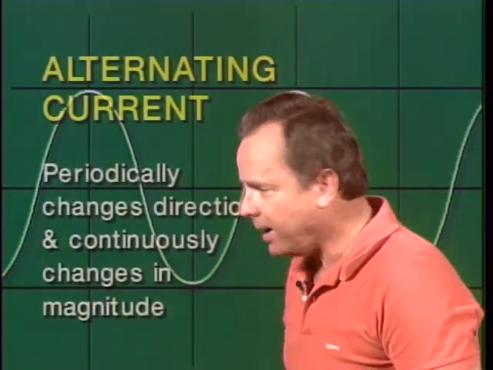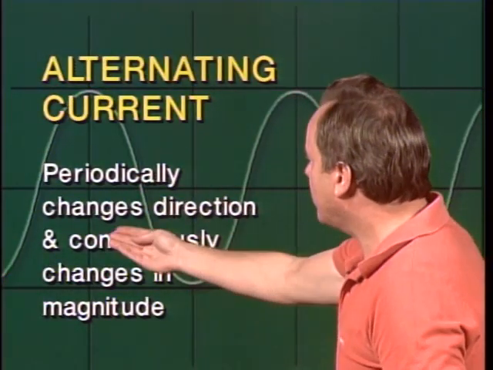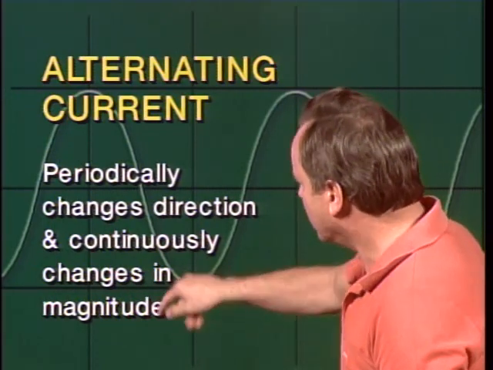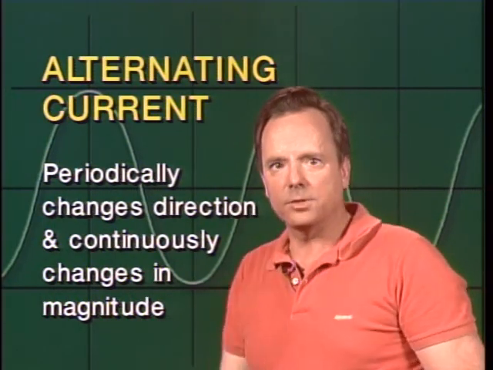gets stronger in intensity the other direction, weakens off, and so on, back and forth and back and forth. Now, they're going to ask you on the test, how would you describe alternating current? Here's how you define alternating current. It's current that periodically changes direction and continuously changes in magnitude. And that's a picture of what alternating current looks like right there.